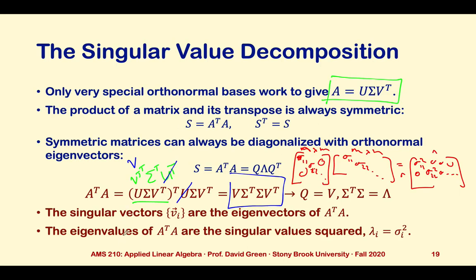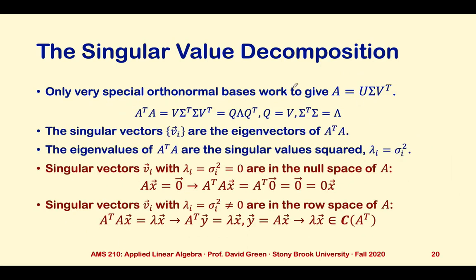This gives us part of the picture. We can compute singular vectors for V and eigenvalues, or singular values, sigma i, just by doing an eigenvalue decomposition on A transpose A. Now, let's dig into this a little bit more. Let's think specifically about the case where the lambdas, the eigenvalues, are 0.